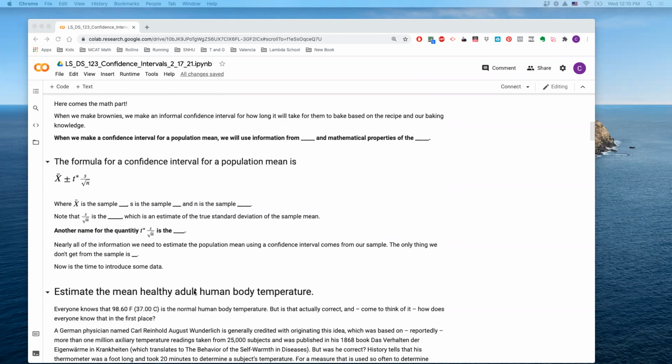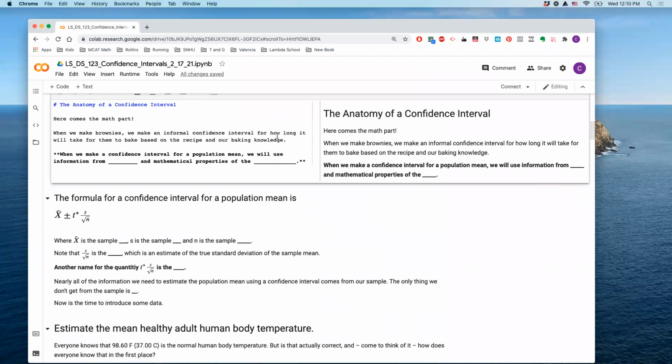All right, so when we make brownies, we make an informal confidence interval about how long it will take them to bake based on the recipe and our baking knowledge, et cetera, how Mary Berry likes her brownies. But when we make a confidence interval from a population mean, our recipe, I guess I should say, is going to come from information from our sample and mathematical properties of the t-distribution.